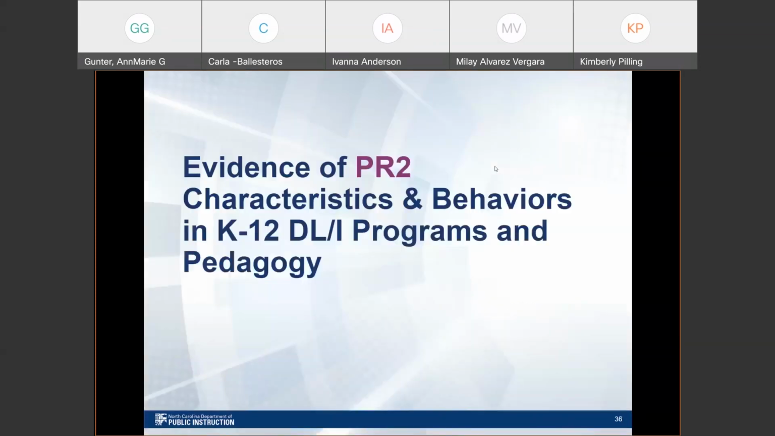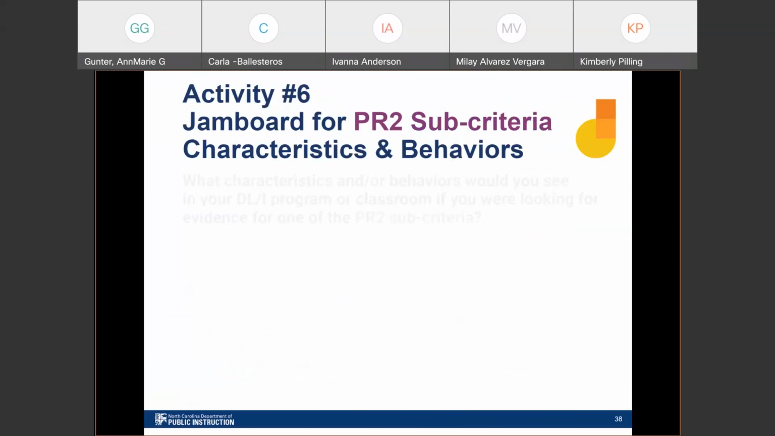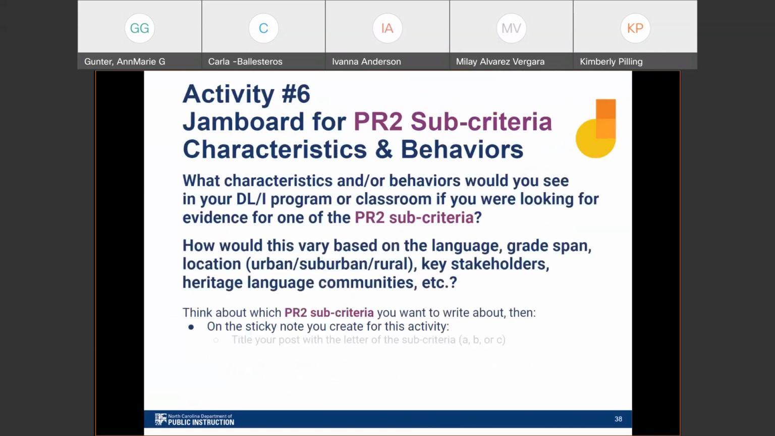So this next section, we're not going to have time to do today, but this was where you would kind of reflect on the evidence you might have about PR2 characteristics and behaviors in the classroom, and we would have done our Jamboard, which is a Google activity. I'll leave the slides in there anyways, in case you want to go back and take a look at that and use it if you download those materials to share locally. So I'll just scroll through quickly these slides so that we can do our wrap up for today.